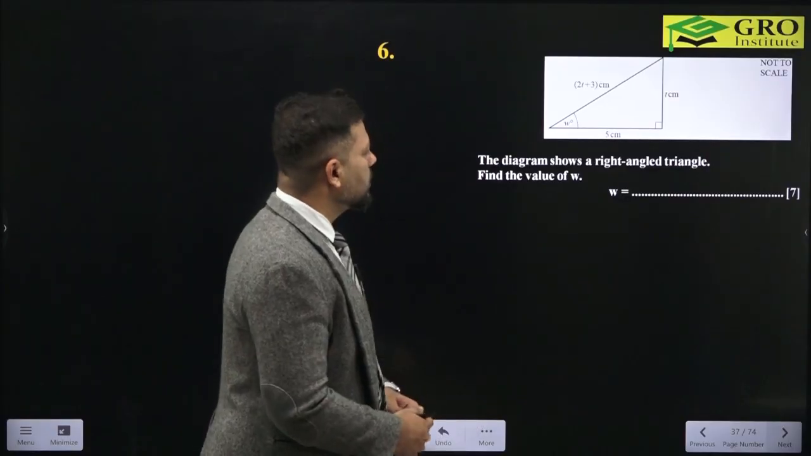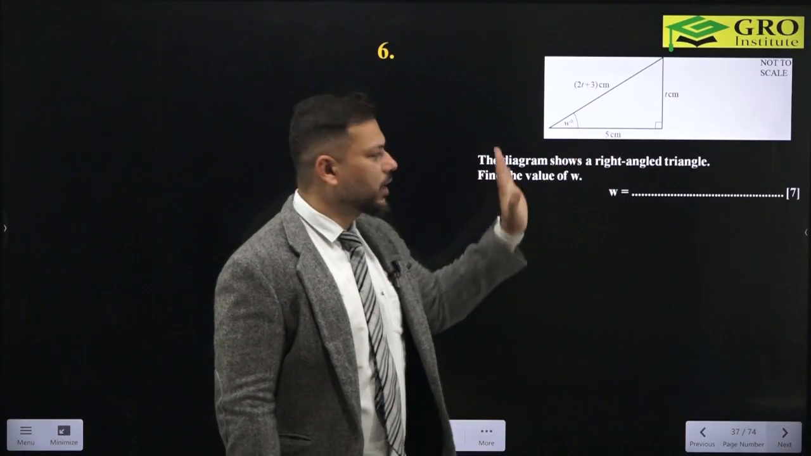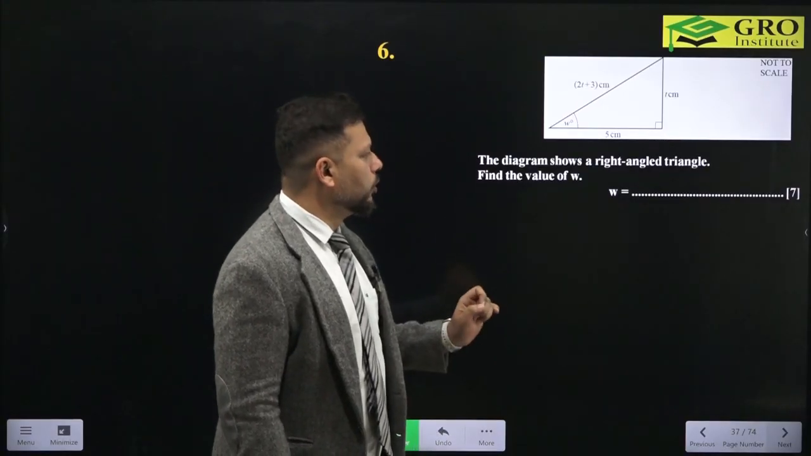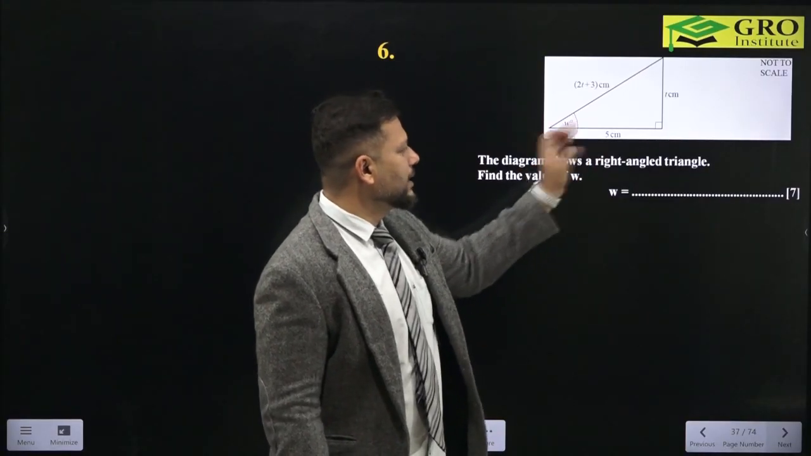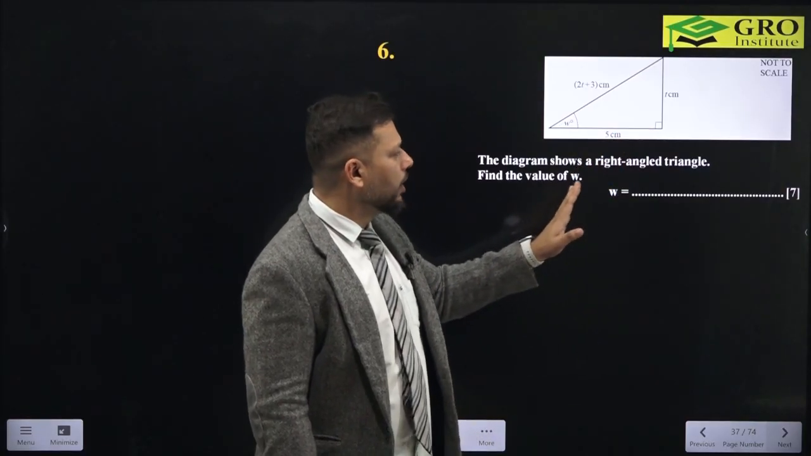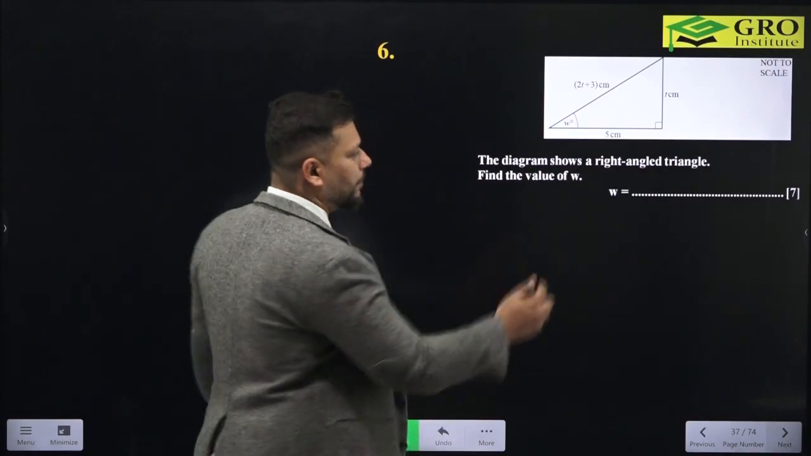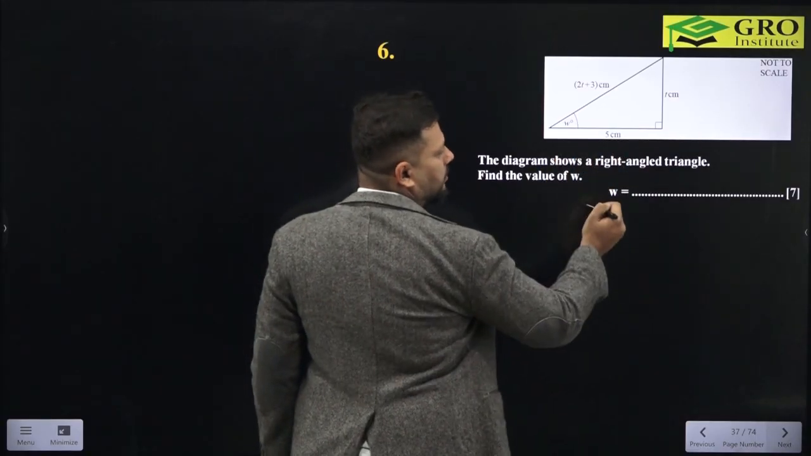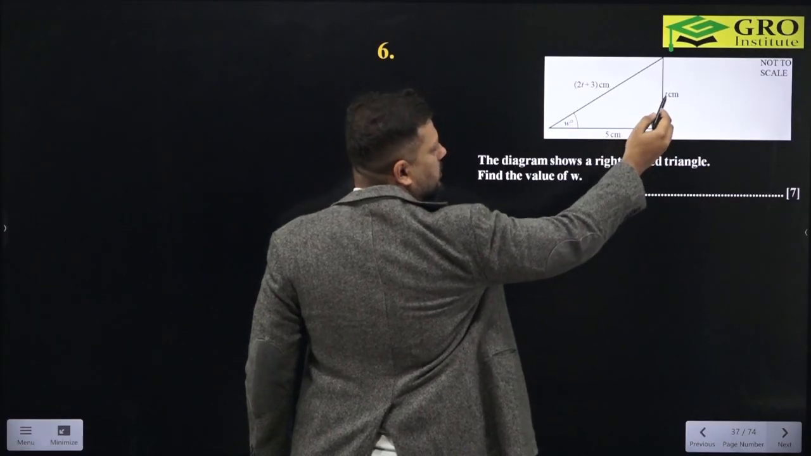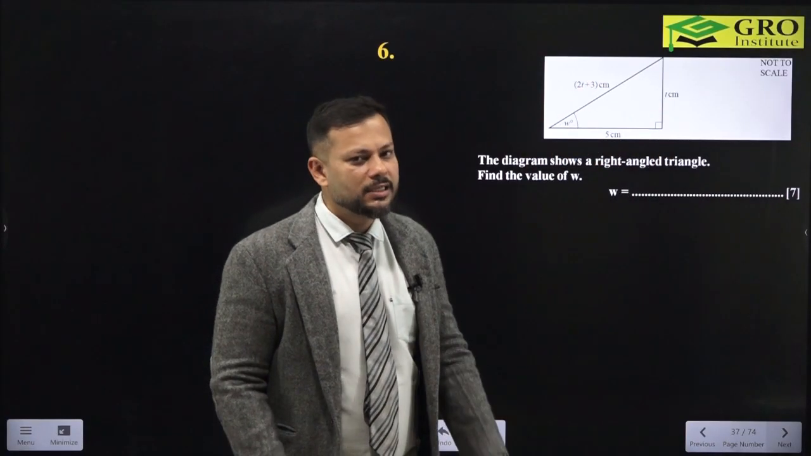So here the question is, the diagram shows a right angle triangle. We can see it over here, it's quite visible. Find the value of W. To get the value of this angle W, we are being given the sides of the right triangle, and they are given in terms of some variable t. So we are being given that the base of this right triangle is 5 centimeter, while the perpendicular is t centimeter and the hypotenuse is 2t plus 3 centimeter.